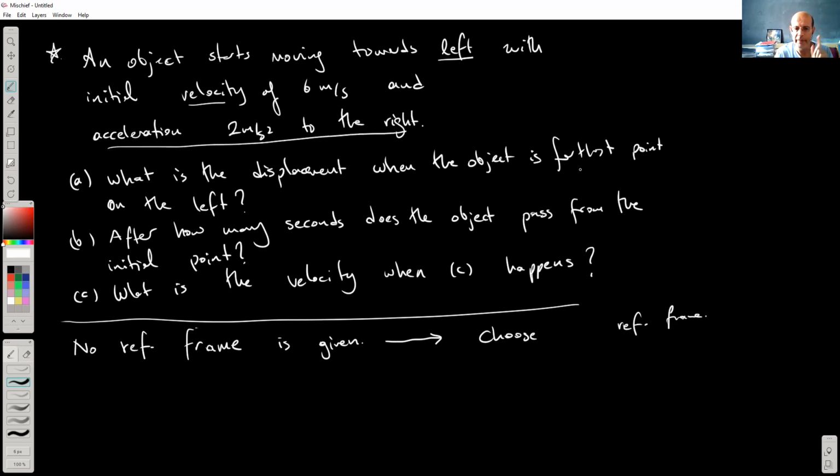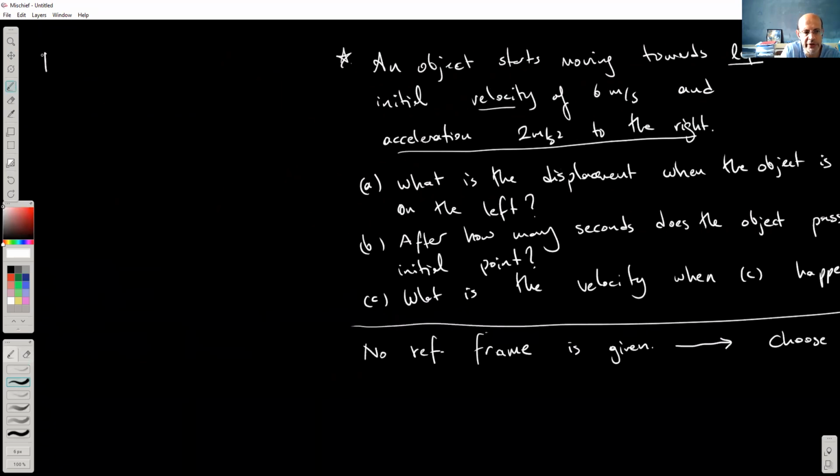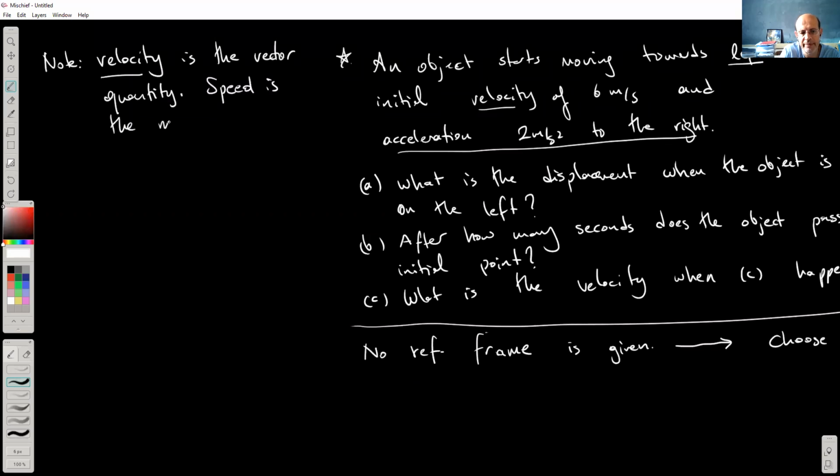Okay, so there are other things in here that I should mention. So let me add this in here as a note, right? Note: velocity is a vector quantity. Right? Speed is the magnitude of velocity.